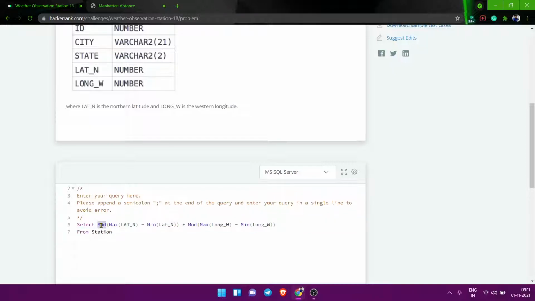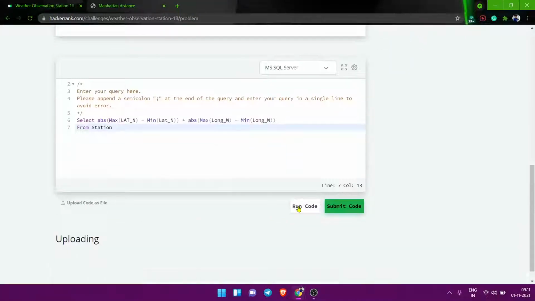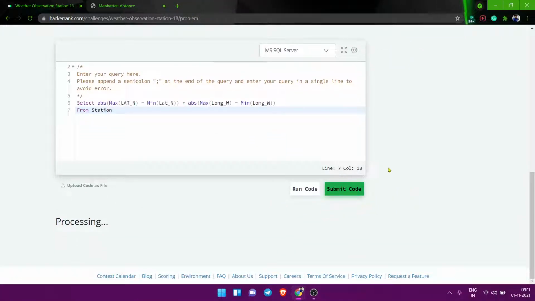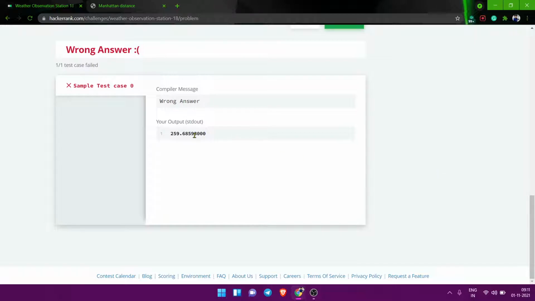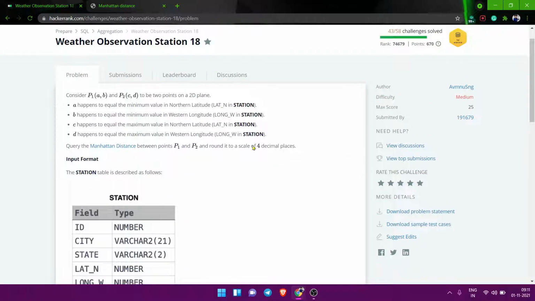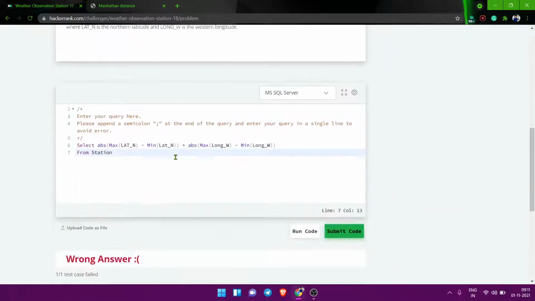Probably the absolute value gives the right answer. This should give the right answer. Okay, let's see. Wrong answer. What's the answer? Round it off to 4 decimal places.